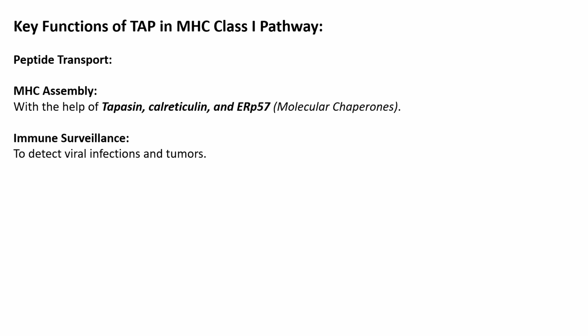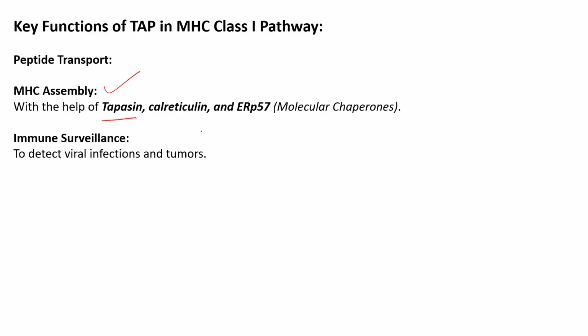Now, what we understood is TAP is important, and there are three functions of TAP. One is peptide transport, which we understood can give access to the peptide to the ER lumen. The second is the MHC assembly, and that is what we said, that any deviation in TAP1 and TAP2 could lead to misassembly of the MHC1 molecule. Now, why is this important? There are three more proteins which are present on the ER. One is called tapasin, the calreticulin, and ERP57, which is endoplasmic reticulum protein 57.